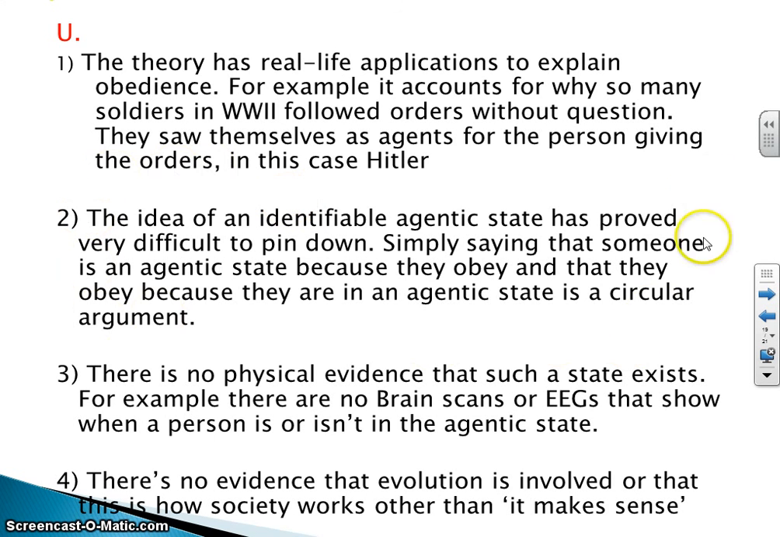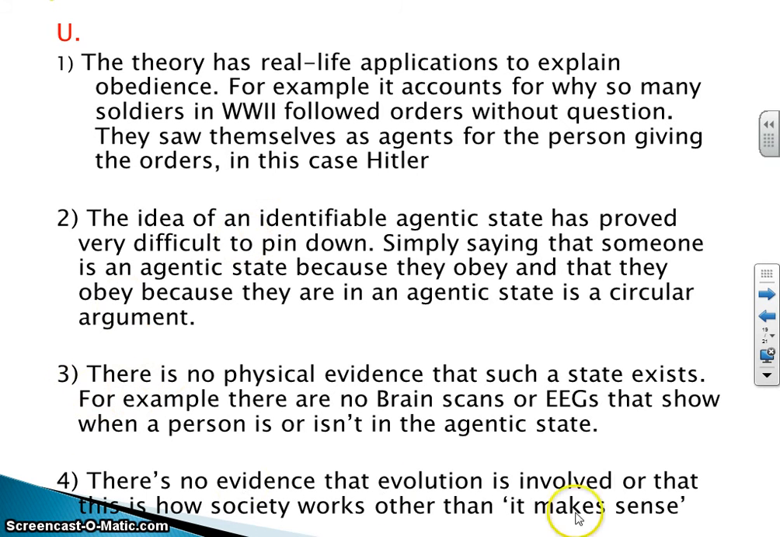The idea of an agentic state is very difficult to pin down. It's kind of a circular argument. We say that we learn from a young age, that children learn to obey, that children have this agentic state and will obey because their parents have always taught them to. But surely that's them being obedient in the first place by following what their parents say. So we can argue that this agentic state thing is a circular argument. We say that people obey because they're in the agentic state, and we know they're in the agentic state because they've obeyed. There's no explanation of why that might necessarily be.